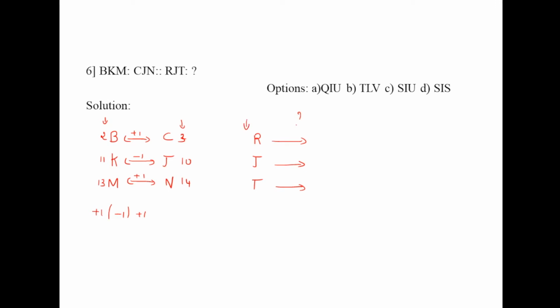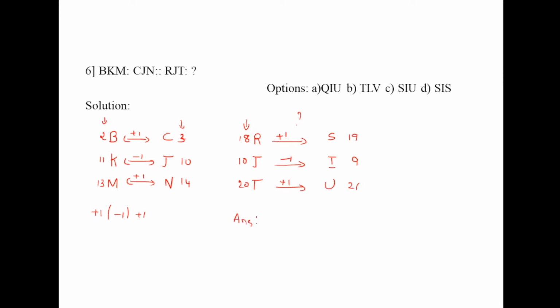On the left side I will write R is 18, J is 10, T is 20. It's the plus 1, minus 1 and plus 1 logic. 18 plus 1 is 19, which is S, 10 minus 1 is 9, which is I, and 20 plus 1 is 21, which is U. So the answer for this question is S, I, U, and the option is C. Yes, option C, S, I, U. I will move to the next question.